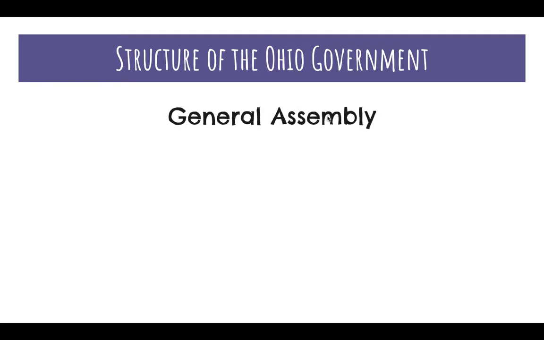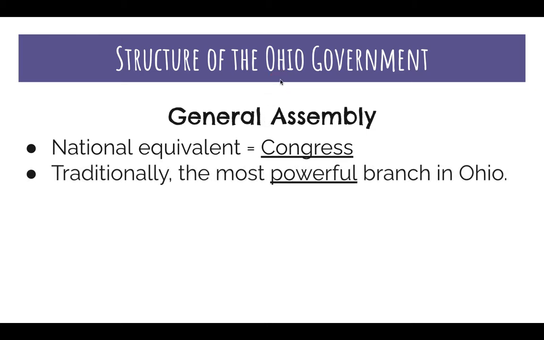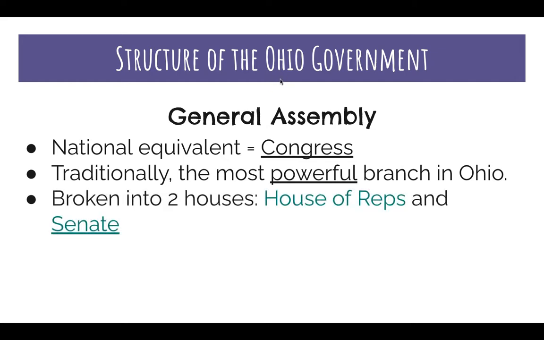So let's start with the General Assembly. The General Assembly's national equivalent is Congress. So these two pieces here, the General Assembly and Congress, are the legislative branches. The General Assembly is for Ohio, Congress for the national government. Traditionally, the General Assembly is the most powerful branch in Ohio, and it's broken into two pieces or houses. You have a House of Reps and a Senate. So that should sound very, very familiar to you because that is how Congress is also set up.